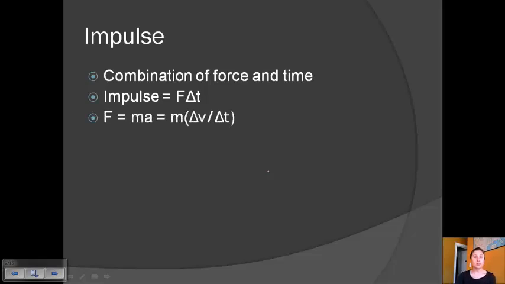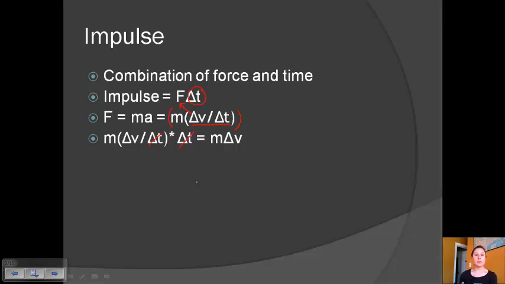And we know that force is also equal to mass times acceleration, and if we break acceleration down, we get that acceleration is equal to the change in velocity over change in time. We can take this whole quantity, which equals force, and substitute it into our impulse equation, and we would get mass times acceleration, which is change in velocity over change in time, times our change in time from our impulse equation. These change in times will cancel, and so we get an equation for impulse that is the mass times the change in velocity.